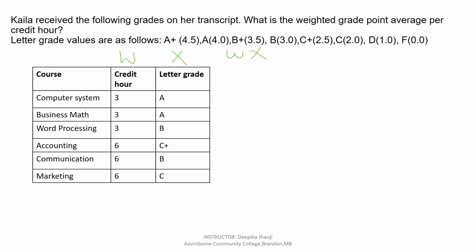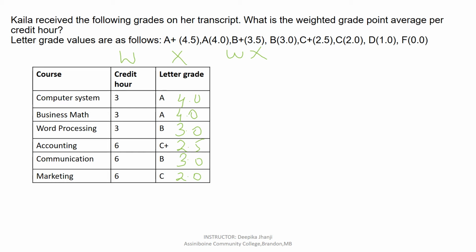Now, before we calculate W and X, we need to find the value of each letter here. So letter A stands for value 4.0, right? Another letter A is 4.0 again. B is 3.0. C plus is 2.5. Then B is 3.0. And then letter C is 2.0, right? So we're going to multiply W, that is credit hour, with each value of different letters, right?